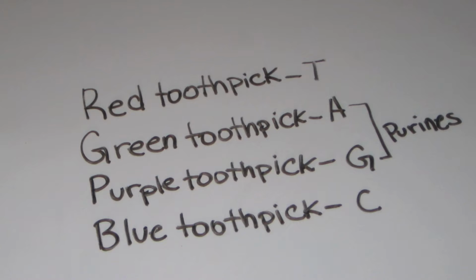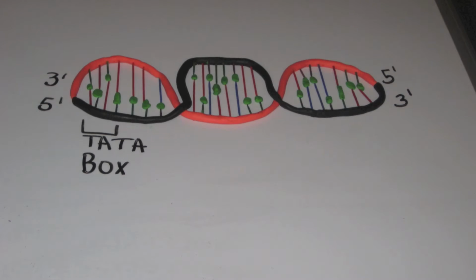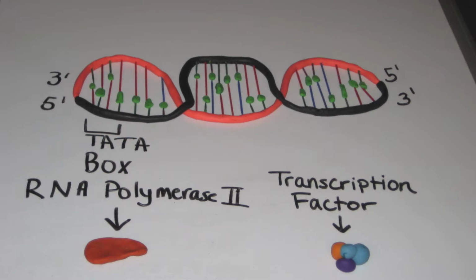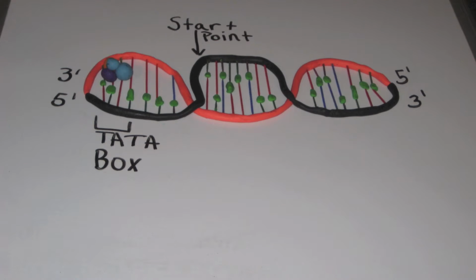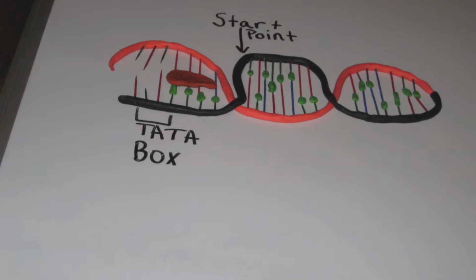The first step of turning a gene into a protein is called transcription. There is a region of the DNA called the TATA box. Here, a transcription factor binds to increase the DNA affinity for RNA polymerase II. Once bound, the RNA polymerase unzips the double helix.